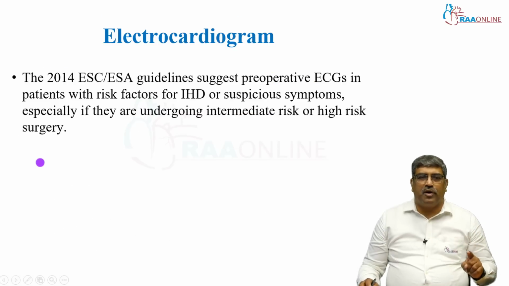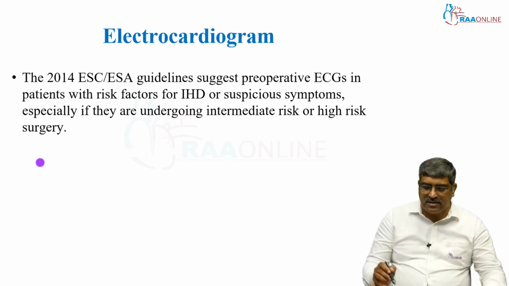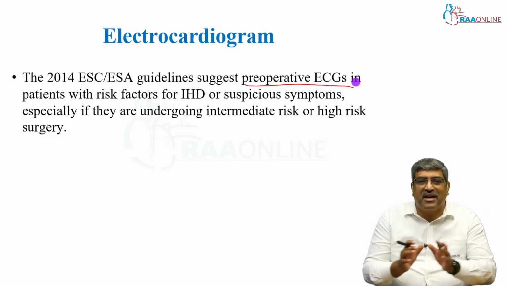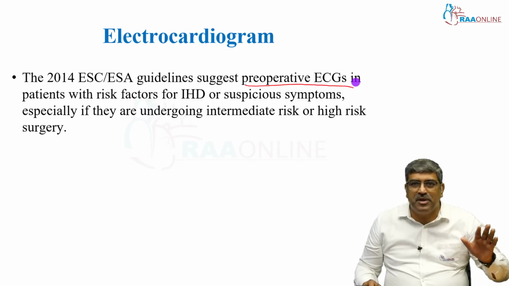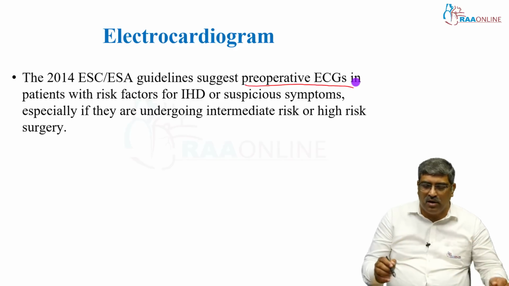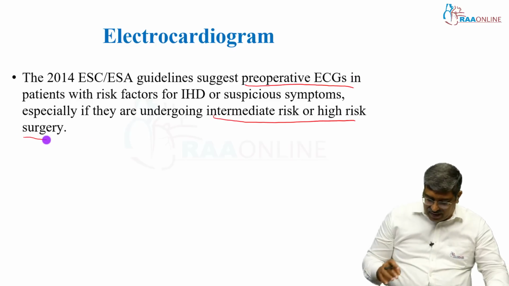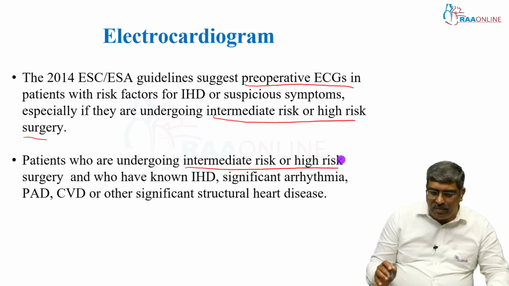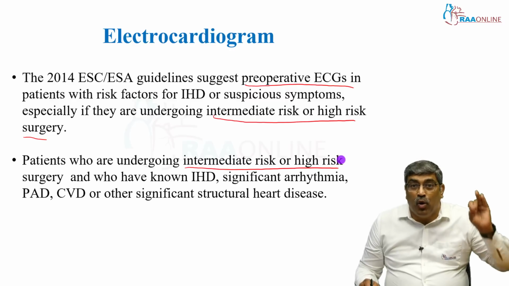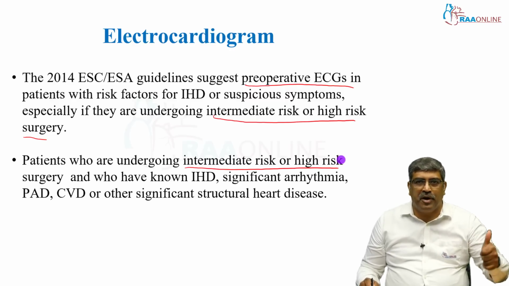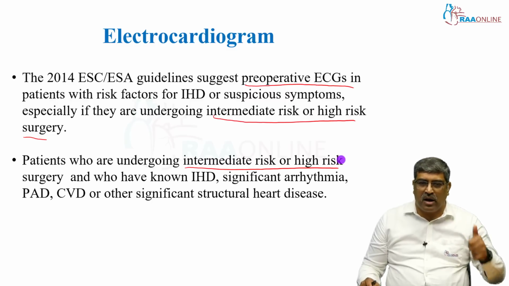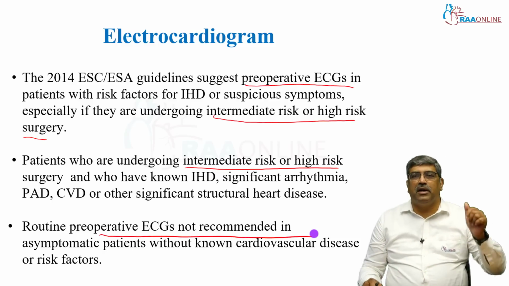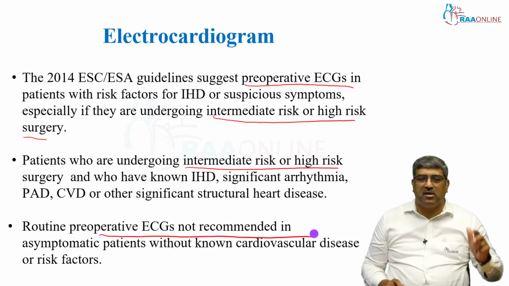The 2014 European Society of Anaesthesiology guideline suggests preoperative ECG in patients who have risk factors for IHD or a suspicious symptom like chest pain or dyspnea if they are undergoing intermediate-risk or high-risk surgery. ECG should be done in patients undergoing intermediate or high-risk surgery who have known IHD, significant arrhythmia, peripheral artery disease, cerebrovascular disease or other significant structural heart disease. Routine preoperative ECG is not recommended in asymptomatic patients without any cardiovascular disease or risk factor.